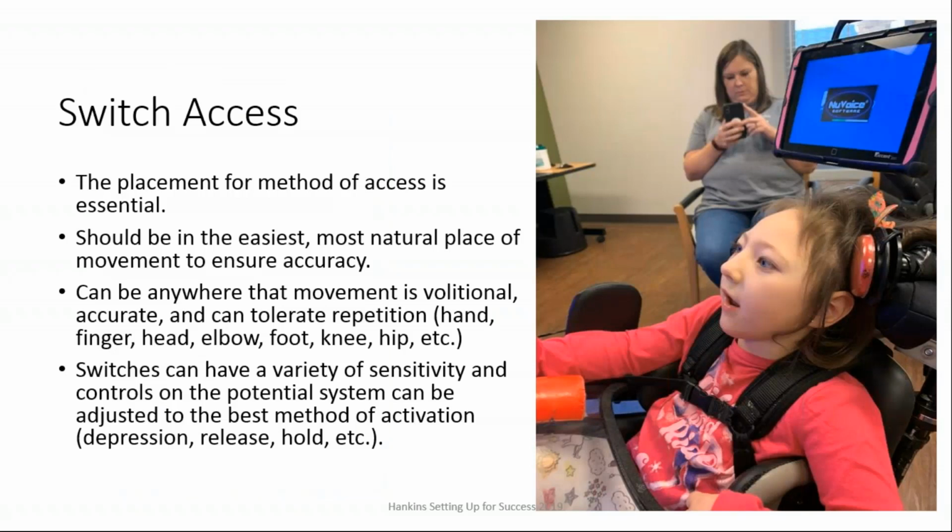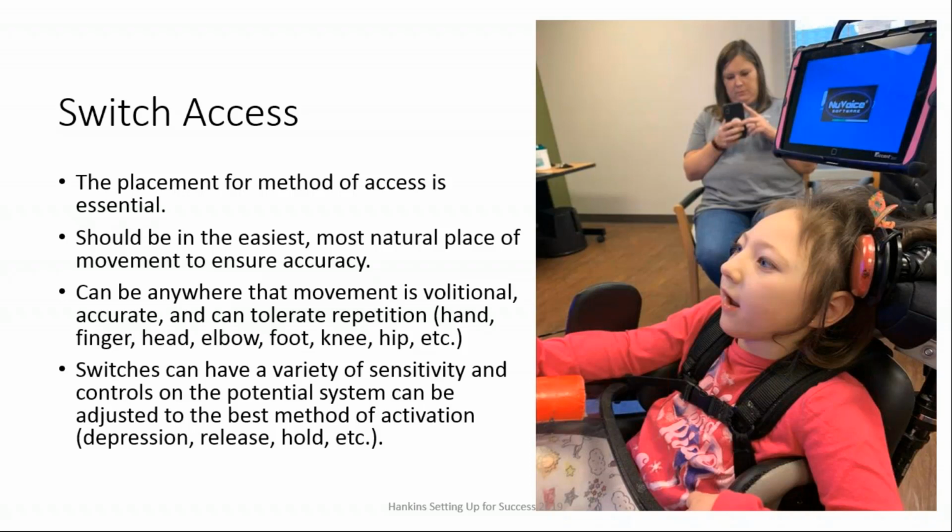So switch access is another thing. The placement for the method of access is really essential, and it needs to be in the easiest, most natural place of movement to make sure you're accurate. It can be anywhere that movement's volitional, and that means that person chooses to move, and one that can tolerate repetition. So that needs to be your hand, your finger, your head, your elbow, your foot, your knee, anything like that that you can move with accuracy and repetitively. The switches can have a variety of sensitivities and controls based on the system and can be adjusted to the best method of activation. So some people like to use depression, some people like to use release or hold.